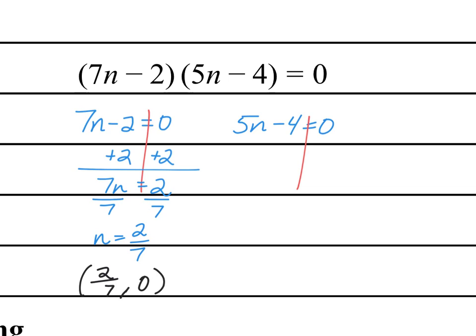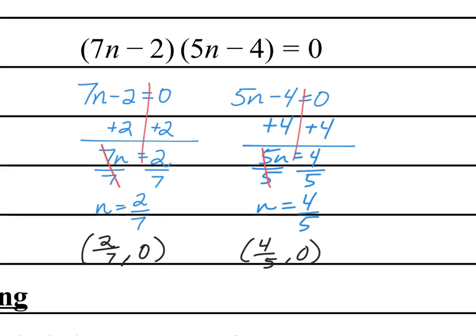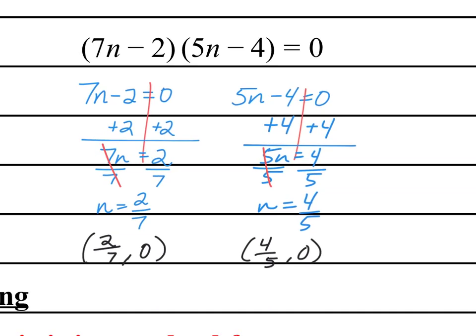Okay. Solve the other one, so we'll add 4 first and get 5n equals 4. And then we'll divide by 5. So you get 4/5. Do not give me a decimal. So this one is at 4/5, comma 0. That is the zero product property. You solve both. Since we are solving a quadratic, we write them as x-intercepts.